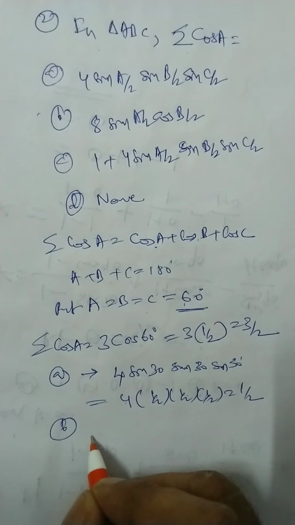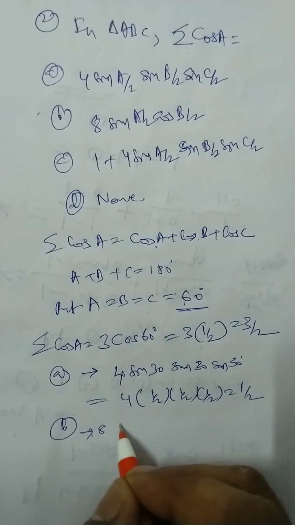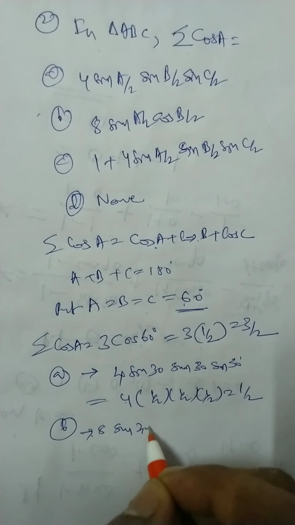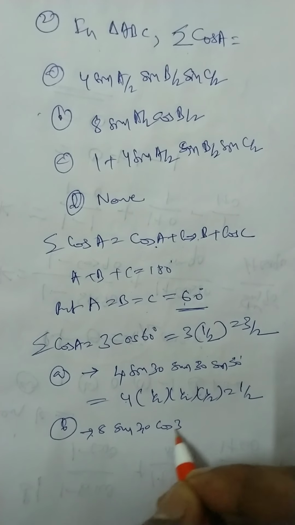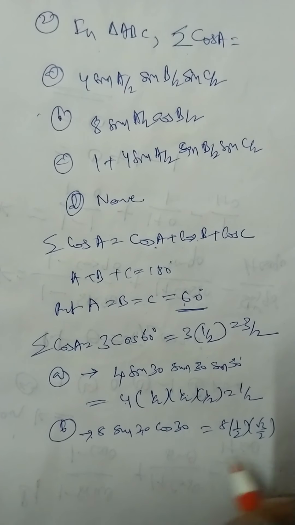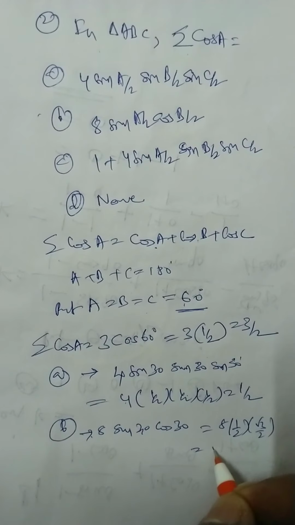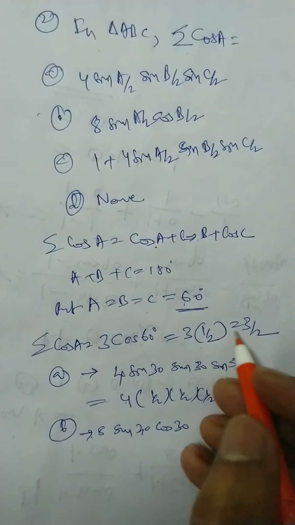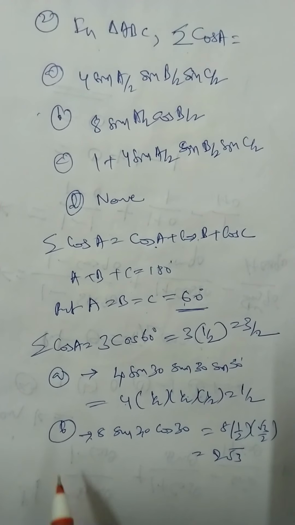If you go for option B, substitute here and you get sine 30 cos 30. So sine 30 is 1 by 2, cos 30 is root 3 by 2. The option is something else, which is 2 root 3, which is not meeting the value 3 by 2. So this is also not the right option.